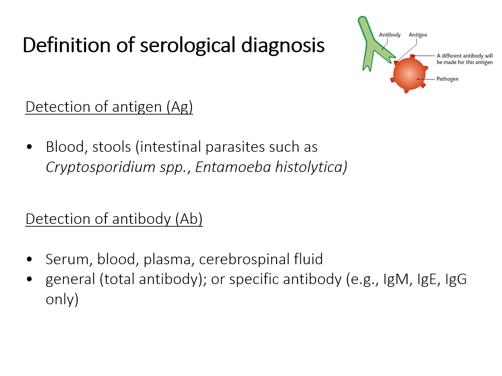To detect the antigen, we need blood samples, sometimes stool samples. Intestinal parasites can be detected using the stool sample, for example, Cryptosporidium species and Entamoeba histolytica. To detect the antibodies, we need samples such as serum or plasma, and also blood can be used. Cerebrospinal fluid can be used as well. In order to detect the antibodies, we can use either total antibody detection or specific antibody detection which targets IgM, IgE, or IgG only.